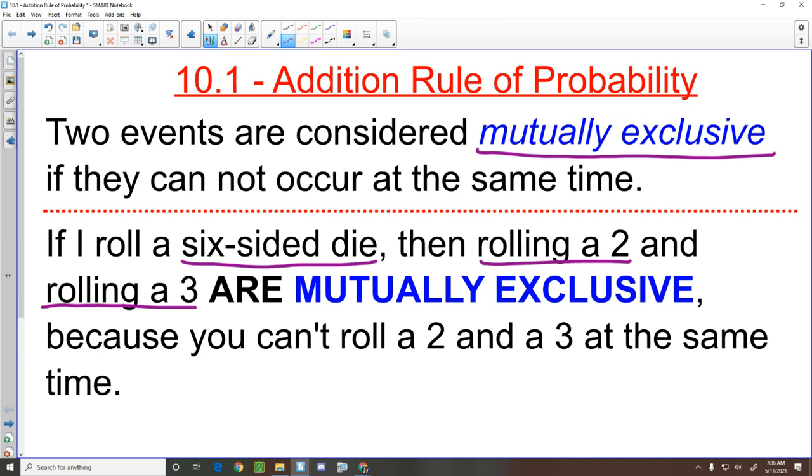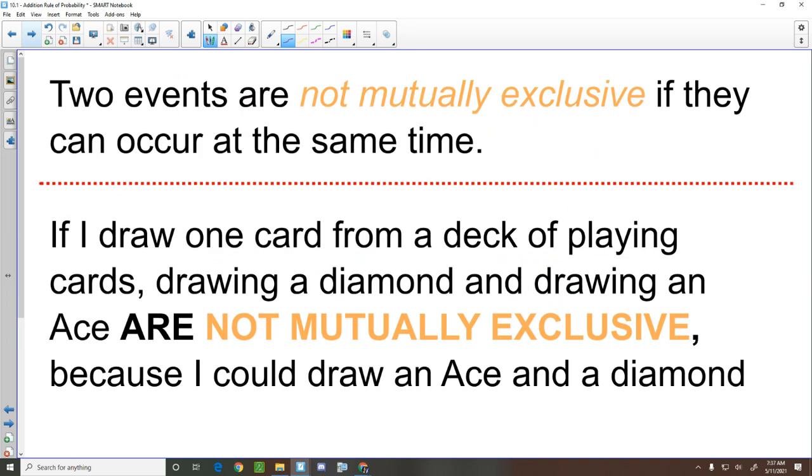You okay with that concept? Mutually exclusive, very common term in probabilities. We need to know that because whether 2 events are mutually exclusive or not will affect the formula that we use to calculate that compound probability of these multiple events. 2 events are not mutually exclusive if they can occur at the same time.